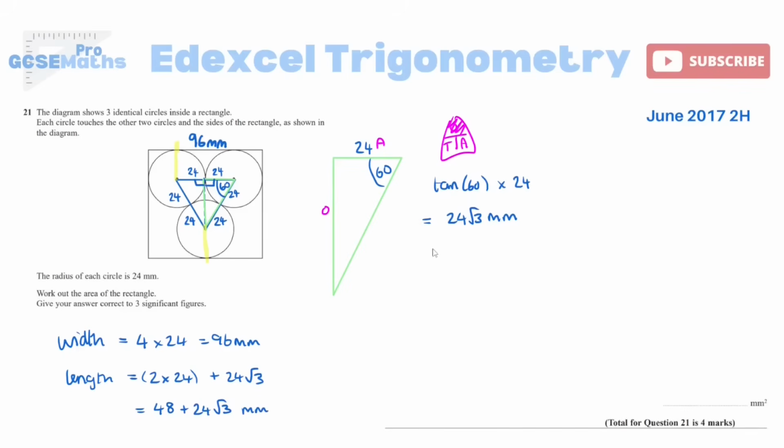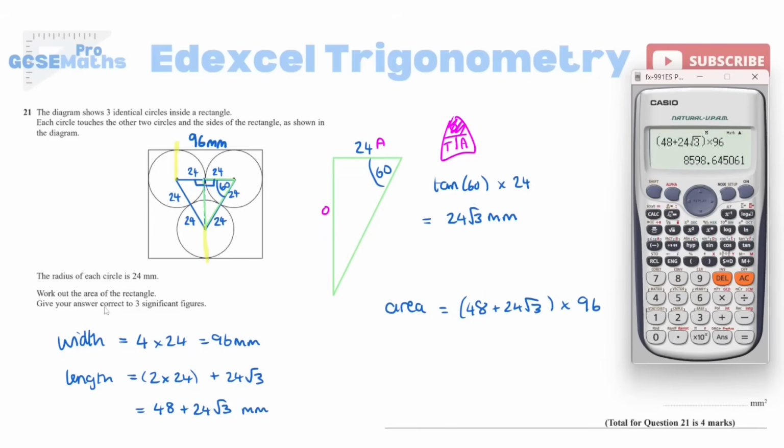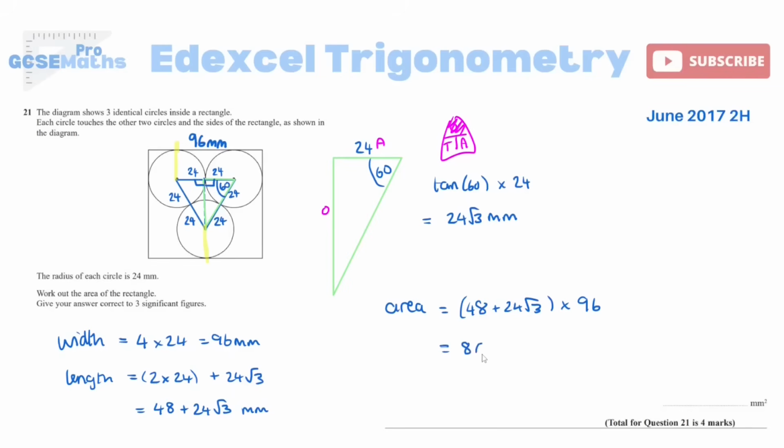So, now back to the original point of the question. We wanted to know the area of the rectangle. That's the easiest bit, isn't it? Area is length times width. So we've got 48 plus 24√3 times by 96, which now we will put in our calculator. And they've said correct to 3 significant figures, so now we can actually write down our answer and round it. 3 significant figures would be 8,600. And that's millimeters squared. There's your answer.